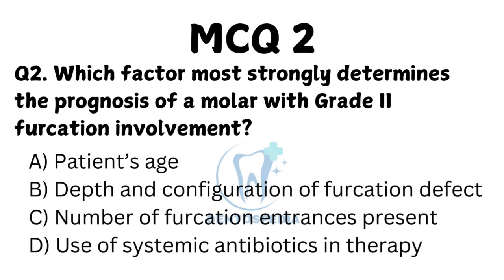Generalized stage 3 would require multiple teeth with the same advanced loss, but here it's localized mainly to the mandibular first molar. Question 2. Which factor most strongly determines the prognosis of a molar with grade 2 furcation involvement? Options are: A. The patient's age. B. The depth and configuration of the furcation defect. C. The number of furcation entrances present. D. The use of systemic antibiotics in therapy.